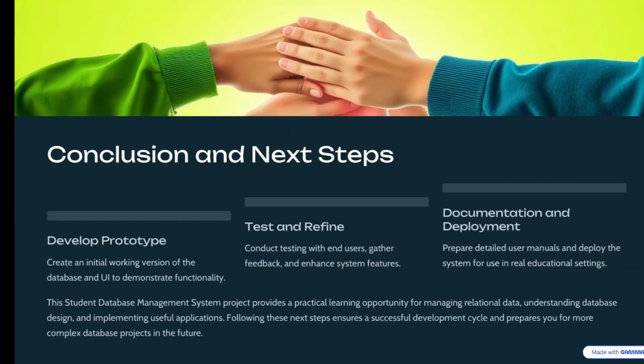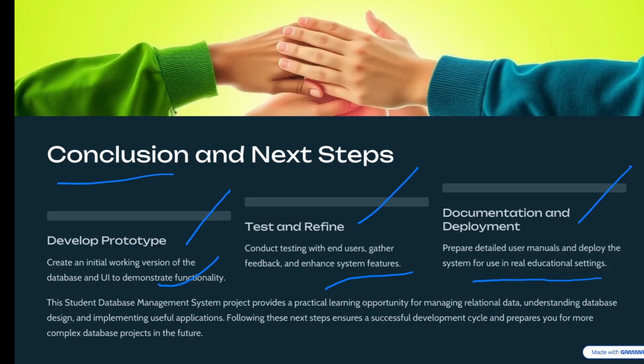To see the final conclusion steps: develop prototype, test and refine, documentation and deployment. Develop prototype: create an initial working version of the database and UI to demonstrate functionality. Test and refine: conduct tests with end users, gather feedback and enhance the system features. Documentation and deployment: prepare a detailed user manual and deploy the system for users in a real educational setting.